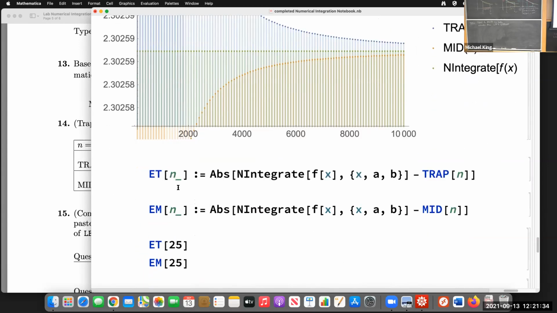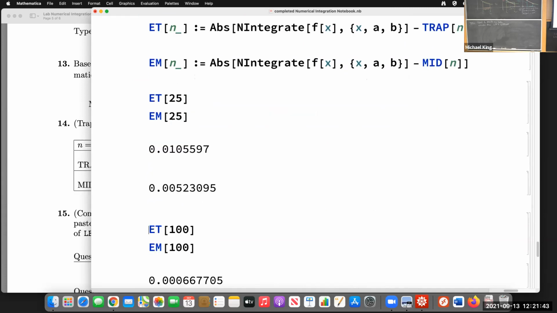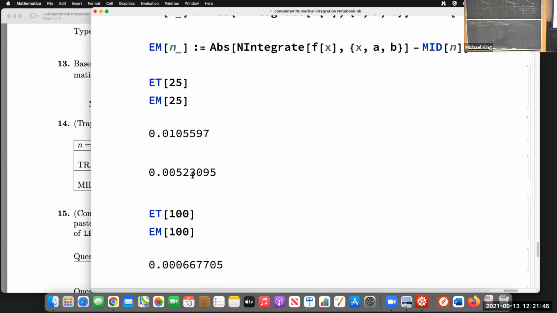And you can define these error terms just like we did with left and right. And if you do this, you see something interesting. I ask a question on the lab handout itself. This is not something you notice with the left and right sums, but if you compare the errors to each other, like this is the trapezoid error for 100 rectangles, this is the midpoint error for 100 rectangles, I feel like something kind of jumps out. Does something jump out at you about the relationship to each other?